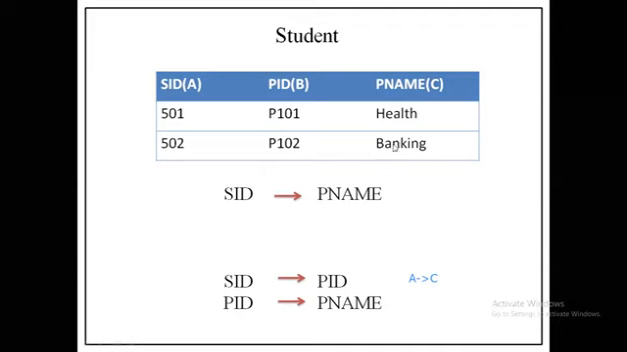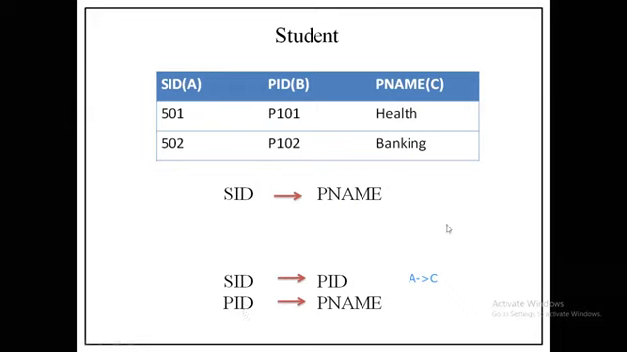So how to avoid it? We have a concept called decomposition, where one relation is divided into more than one table. Clear? That is called decomposition. So here project ID depends on SID, and at the same time project name depends on PID. I hope you understand the concept of transitive functional dependency.